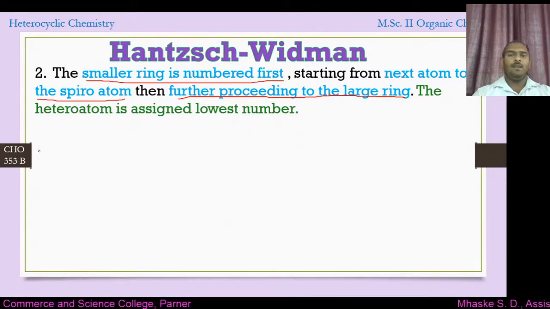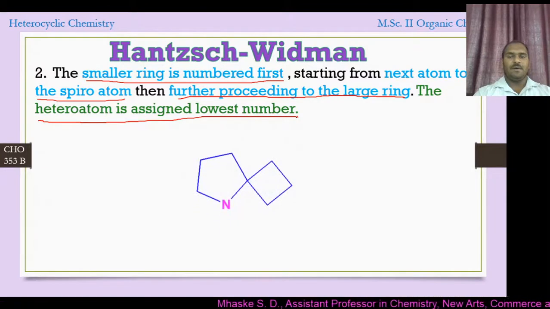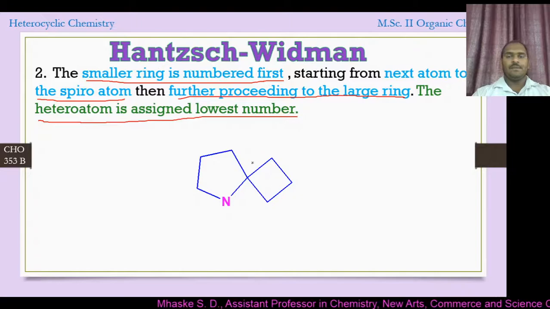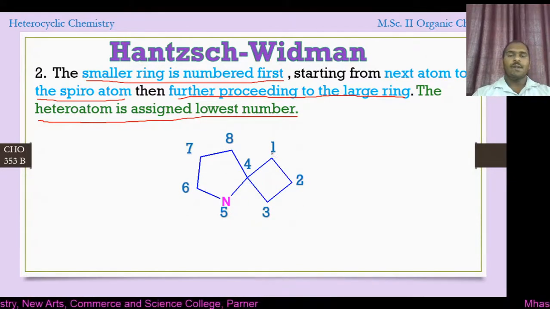The heteroatom is assigned the lowest possible number. That also we have to remember. So let's take an example of this. Now you can see here it is a different system. Spiro with a 4-member and a 3-member ring. In between them there is a common atom. Now we have to number. We have to start the numbering from the smaller ring. So first to this carbon, second to this, third to this, fourth to this, and fifth to this.